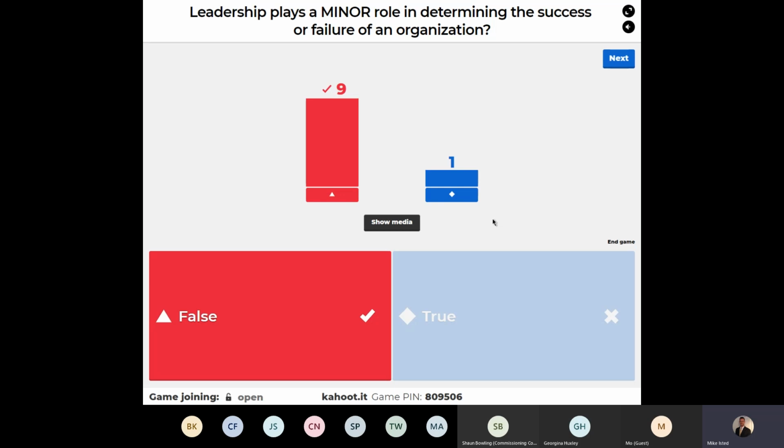Of course, sometimes it's not always the reason. Sometimes there are what we call macro environmental factors, which are factors which affect an organisation that they have no control over. But the bottom line is that leadership plays a major role in the success or failure of any organisation.